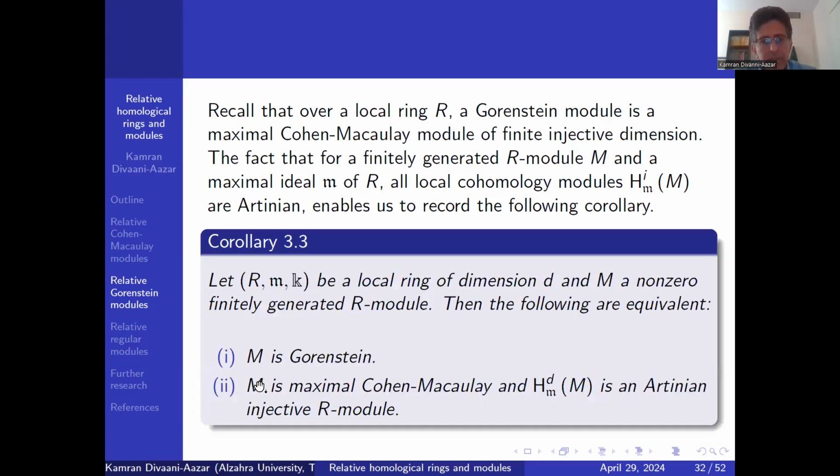We can record this corollary for ordinary Gorenstein modules. Let R be a local ring and M a non-zero finitely generated R-module. Then these two are equivalent, so we can use the relative theory for establishing a corollary for the ordinary theory of Gorenstein-ness. M is Gorenstein if and only if M is maximal Cohen-Macaulay and the top local cohomology of M with respect to the maximal ideal is an Artinian injective R-module.